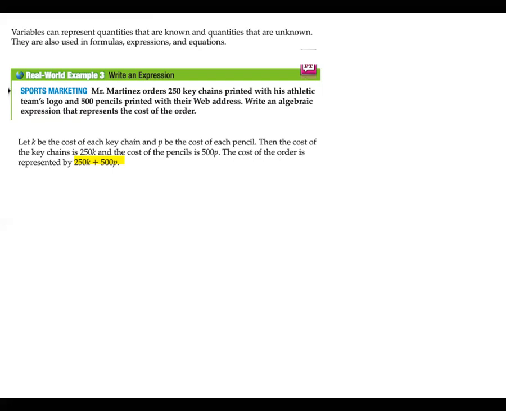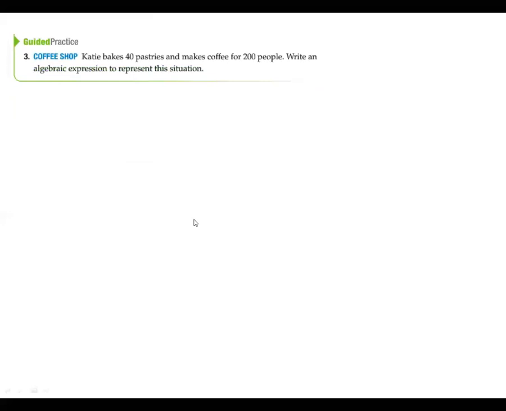So the cost of the keychains would be 250 times K, because each keychain, let's say they cost 20 cents, well, you'd have to multiply 250 times 20. And each pencil, let's say they cost 5 cents, well, you'd have to do 500 times 5 cents. Well, we don't know how much they cost, so you have to do 250K for the cost of the keychains and 500 times P for the cost of the pencils. And then the total, you'd have to add those together. So 250K plus 500P represents the total cost of Mr. Martinez's order. All right, here's one for you to try.